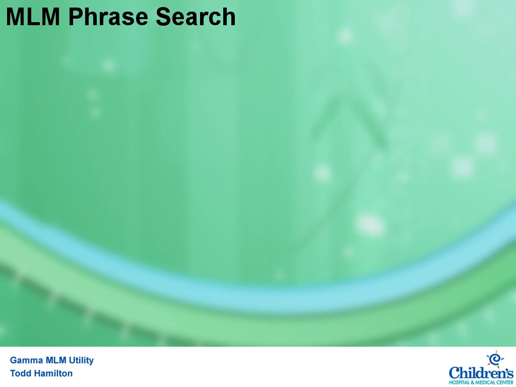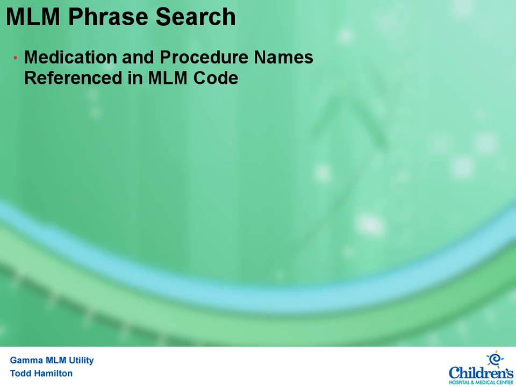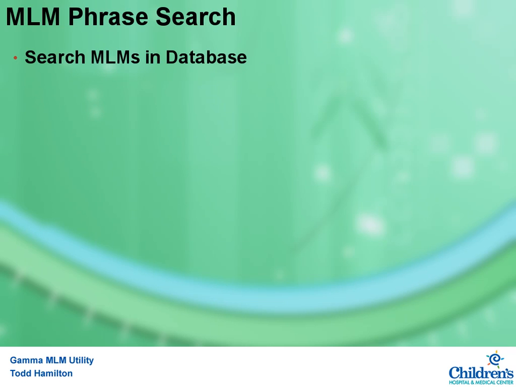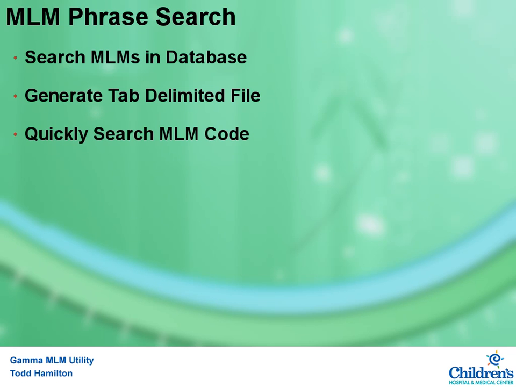The MLMs we develop often reference a medication or procedure name within the code. From time to time, the name of the medication or procedure needs to be modified. That has prompted a need to quickly and easily search all MLM code for certain phrases. Our solution was to develop functionality that takes the specified search phrase, searches every MLM in the database, and provides a list of MLMs that contain the phrase. By using the GMU to quickly and easily search the database for MLMs that contain specified phrases, we can be sure that we know how changes to SCM configuration might affect certain MLMs.